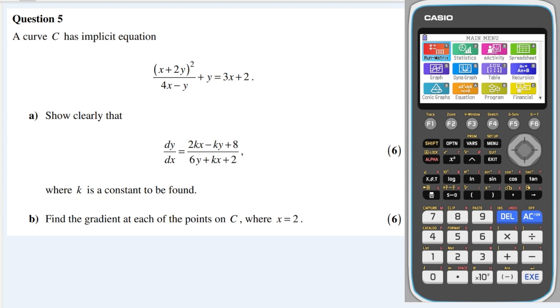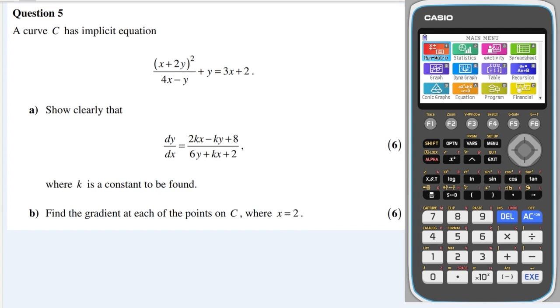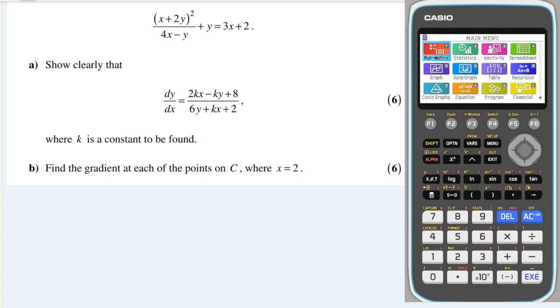Okay, we've got an implicit equation here. I'm always going to want to avoid the quotient rule, so I'm going to multiply by the denominator first. That's going to give me (x plus 2y) squared plus y(4x minus y) is equal to (3x plus 2)(4x minus y).